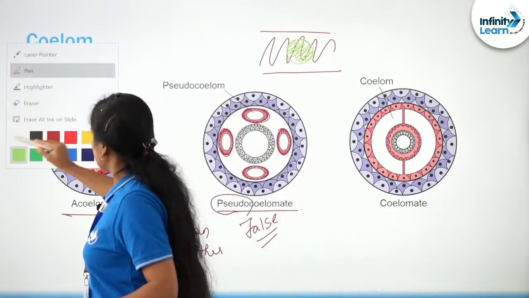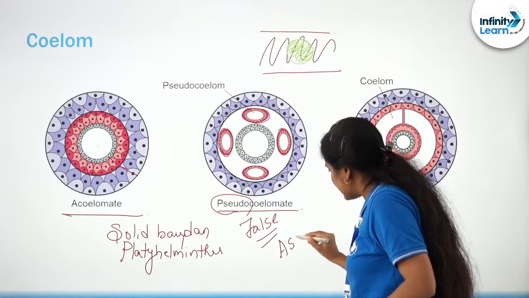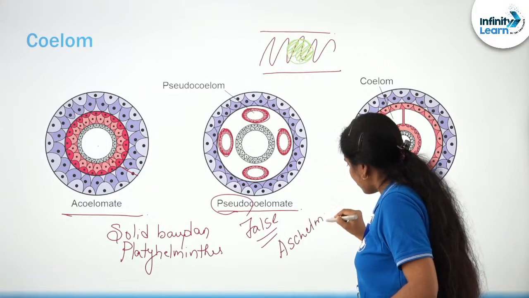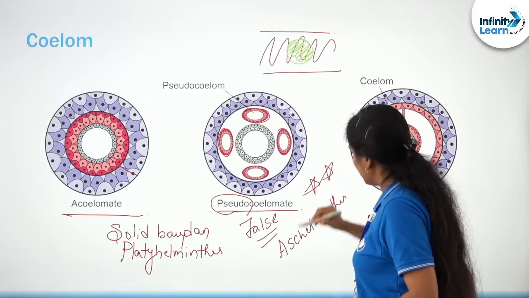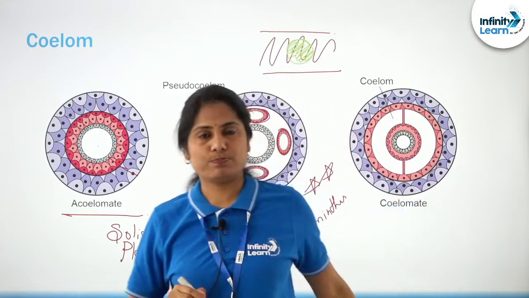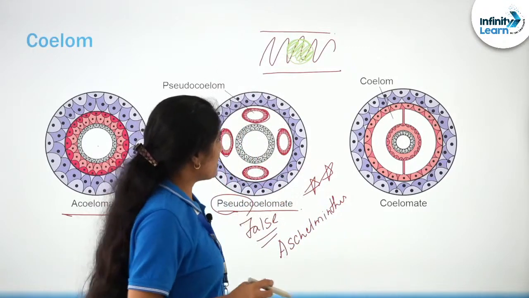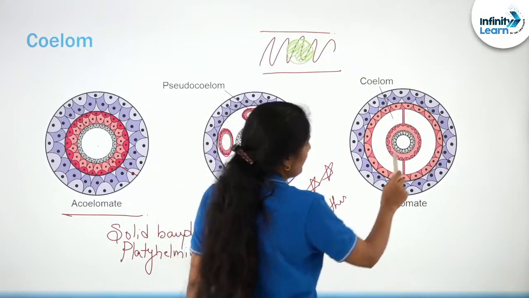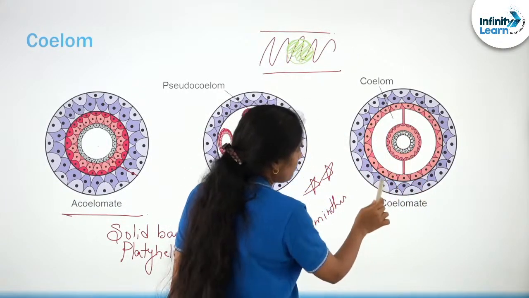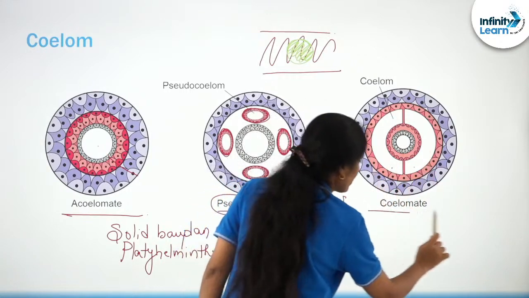Let me get back that maroon again. So what is the example we have under this? Aschelminthes. A very, very important example. We have only one phylum. Remember, pseudocoelom is something that's present in Aschelminthes. What about this? Yes, as I mentioned here, there is an outer ectoderm, an inner endoderm, in between there's a mesoderm, and within the mesoderm a cavity is formed. So what are we calling it?